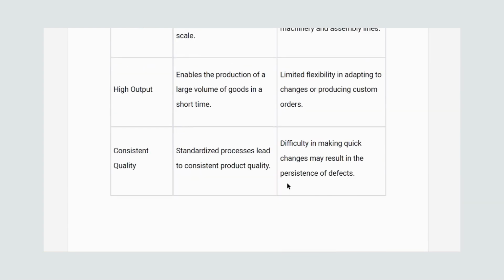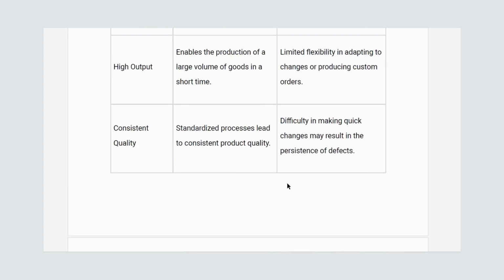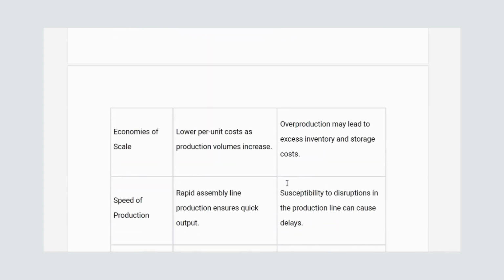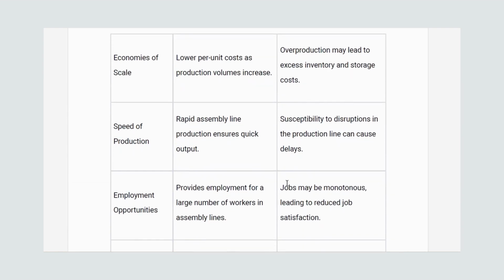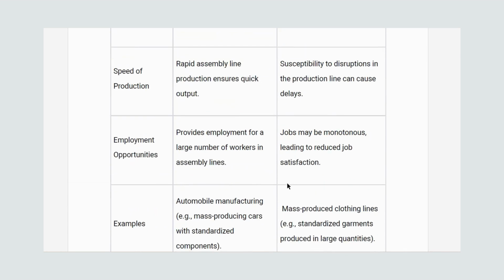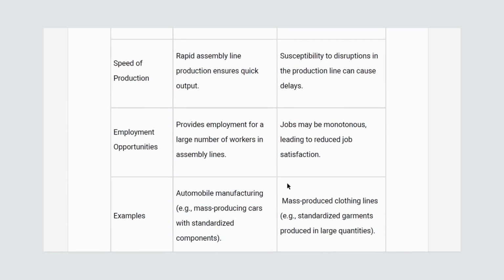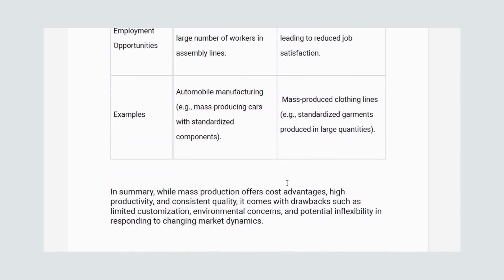The different points given here are cost efficiency, high output, consistent quality, economies of scale, speed of production, employment opportunities, then examples. All these things we have discussed in the above points. So in summary, mass production offers cost advantages, high productivity and consistent quality, but it also comes with some drawbacks like limited customization, environmental concerns, inflexibility and so on.